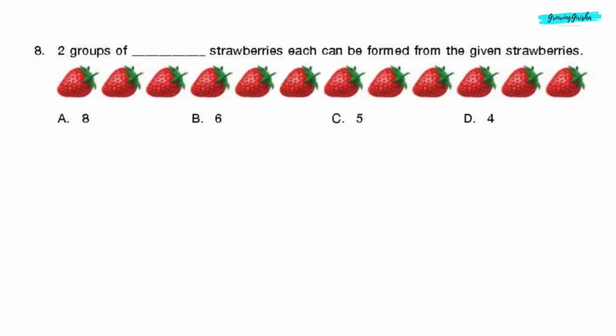Question 8. Two groups of dash strawberries, each can be formed from the given strawberries. First we'll count the number of strawberries. There are 1, 2, 3, 4, 5, 6, 7, 8, 9, 10, 11, 12. There are 12 strawberries. Out of 12 strawberries, 6 strawberries will be in 2 groups. So 6 strawberries in one group and 6 strawberries in another group. So correct answer will be option B, 6.